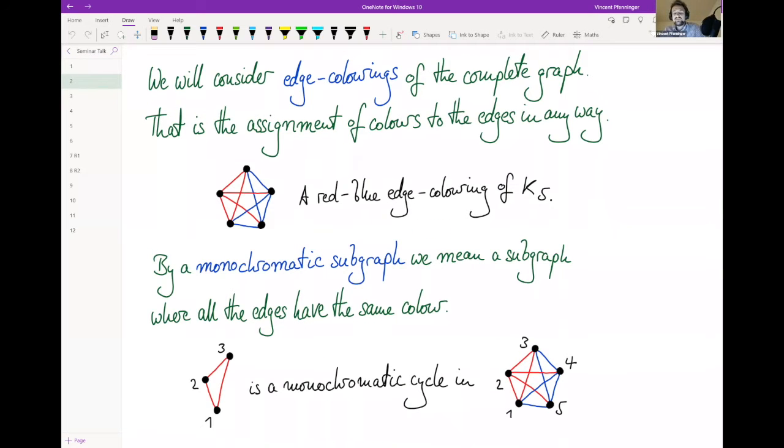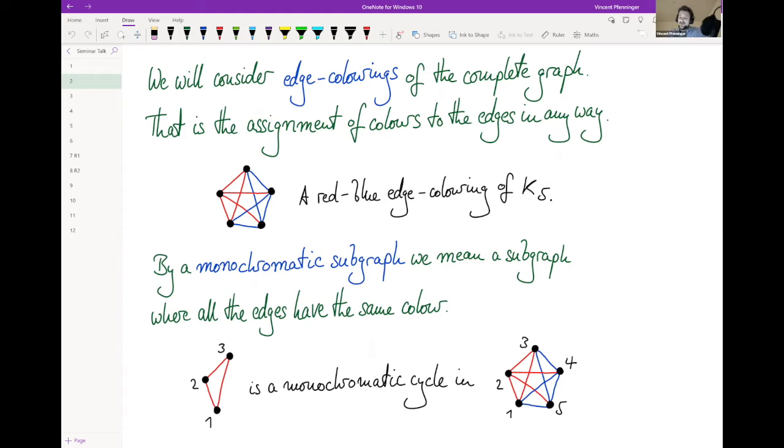Okay, so in this talk, we will consider edge colorings of the complete graph, or later complete K-uniform hypergraphs. And here by an edge coloring, we just mean the assignment of colors to the edges in any way. So not like a proper coloring, as you might find in other parts of the literature. So here you have an example of a red-blue edge coloring of the complete graph on 5 vertices. And then by a monochromatic subgraph, we mean a subgraph where all the edges have the same color. So for example, here's a monochromatic cycle in this red-blue edge coloring of K5.